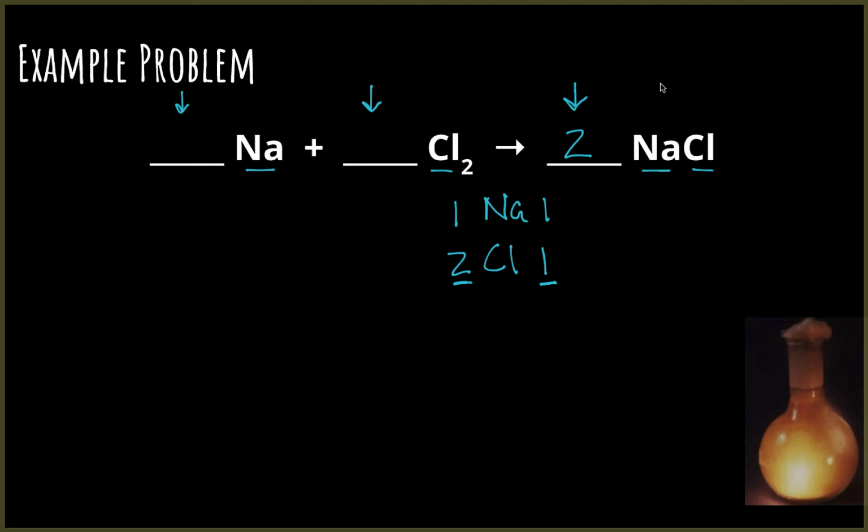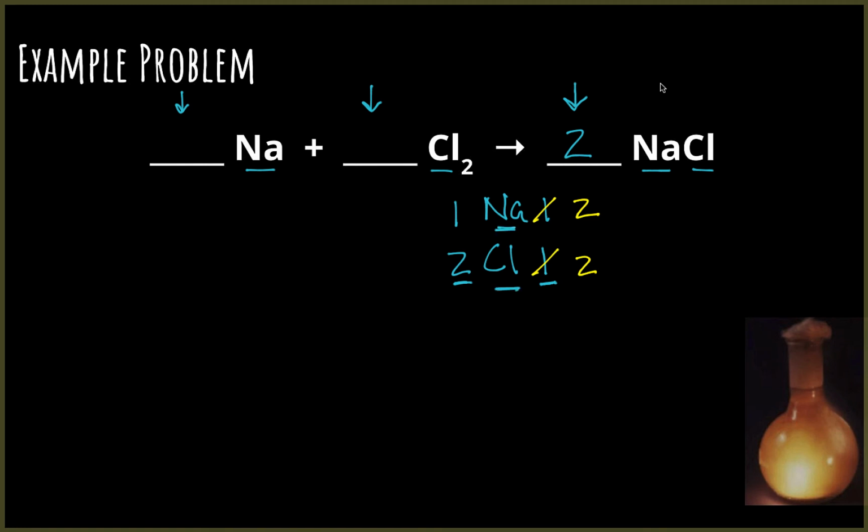So then after I put that number there, I'm going to recount the elements that it affected. So now I'm going to cross these out and recount. I'm not adding to what's there, I'm recounting. So now I have 2 sodiums and 2 chlorines. And then on the other side, I still have 1 sodium and 2 chlorines. All right, so now I'm going to go back over to the other side because my chlorines are okay, but now my sodiums are off.